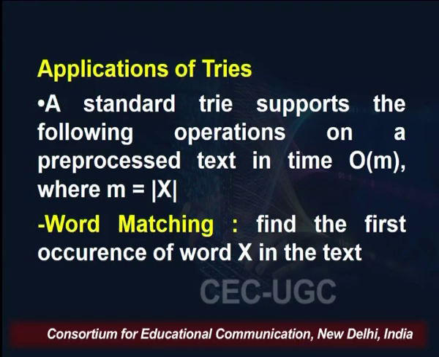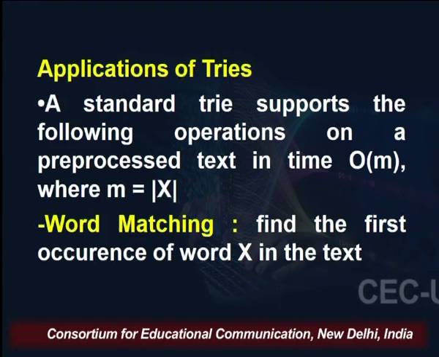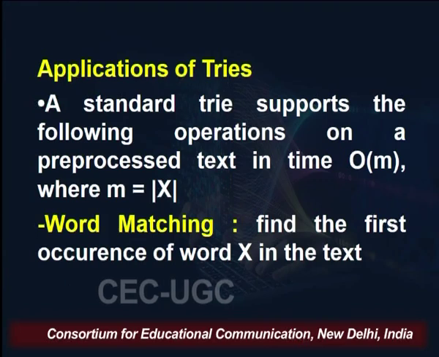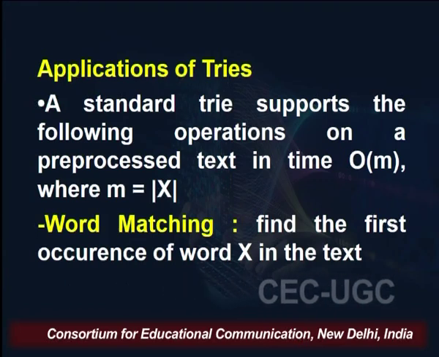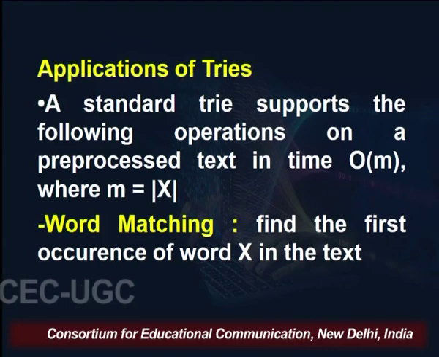So for example, if we are going for word matching, then the problem is to find the first occurrence of word X in that particular text. X is a string, and this operation can be done in order m time. So the first occurrence of word X in the text is to be looked for, which is word matching. Prefix matching is finding the first occurrence of the longest prefix of word X in the text.